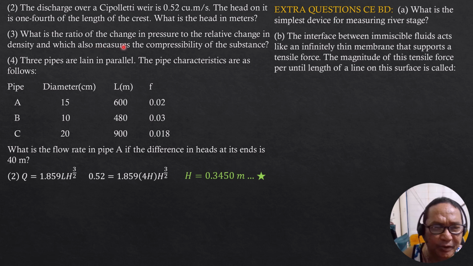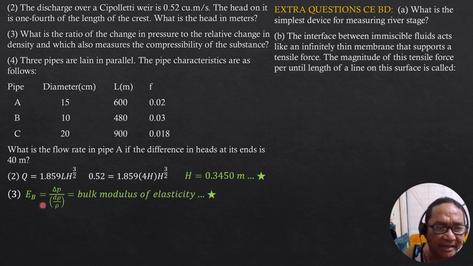Problem 3, what is the ratio of the change in pressure to the relative change in density, which also measures the compressibility of the substance? If you can recall, that's the bulk modulus of elasticity. Formula is delta P over quantity delta density over density, and that's the bulk modulus of elasticity. Also, the other formula is negative of delta P over relative change in volume. That's why it's negative delta P over negative differential volume over volume. So that's also the other way.